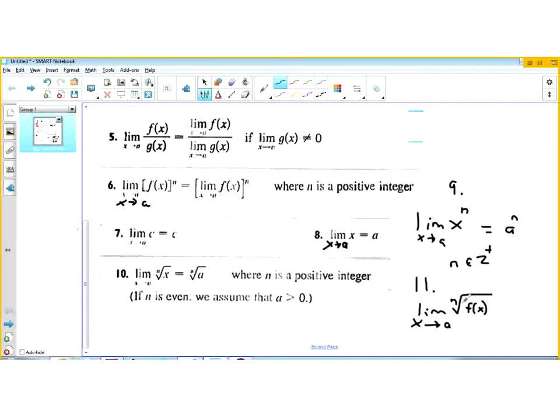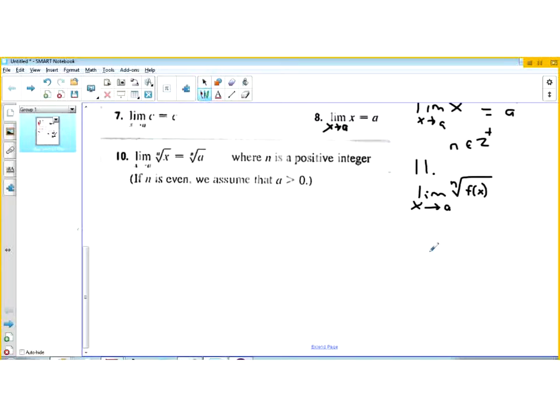Okay. Now, provided that the limit as x approaches a of f of x exists, then extend the page here. So we have the following caveats for Rule 11. We assume that this limit exists. We assume it exists and that it's greater than or equal to 0.